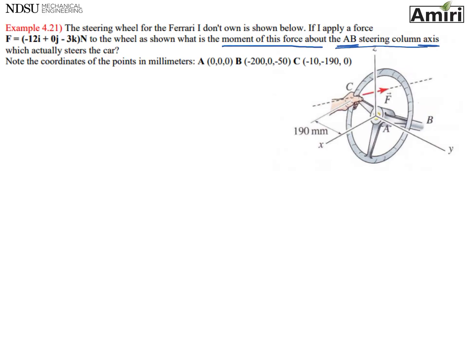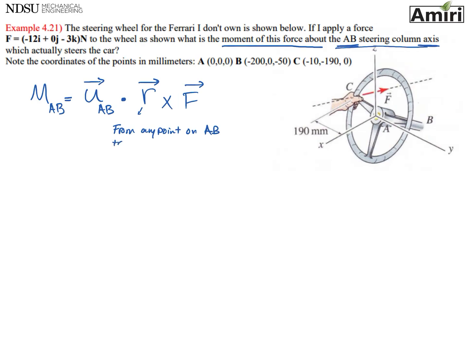Okay, and it gives us the coordinates of A, B, and C, which is good. So again, moment about an axis. It's moment about what axis? AB. It's a scalar, I'm not putting an arrow on top of it. It equals a unit vector of that axis, whatever that is, dot product with a position vector cross F. The position vector from any point on axis AB to any point on the line of action of F.